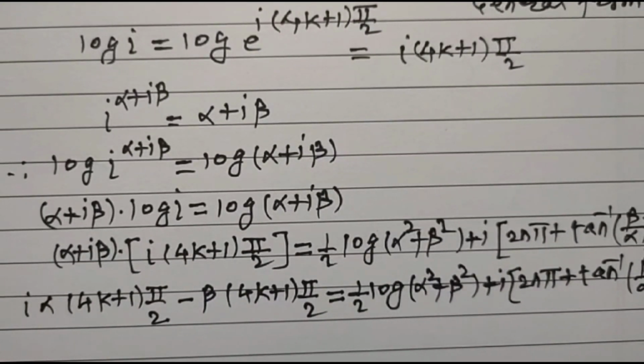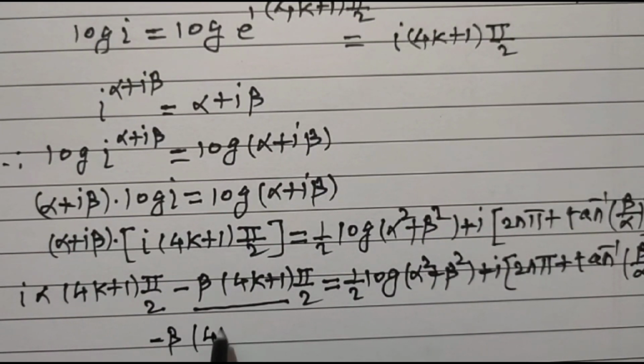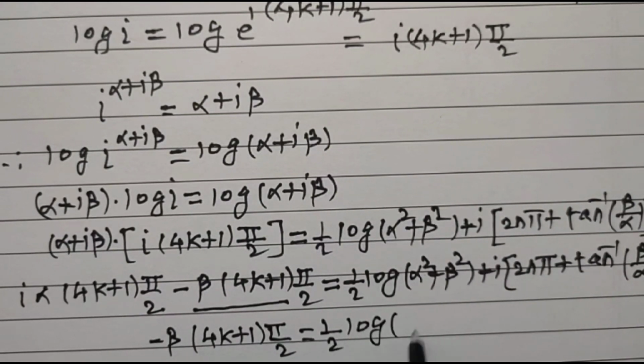Now on the left hand side, the real part is beta into (4k plus 1) times pi by 2 with a negative sign, and on the right hand side, the real part is half of the logarithm of alpha square plus beta square. Okay, so if we equate the real part on both sides, we can write minus beta (4k plus 1) times pi by 2 is equal to 1 upon 2 logarithm of alpha square plus beta square.